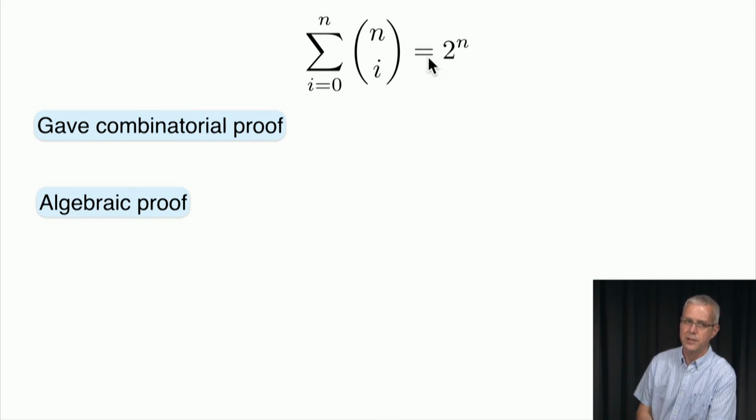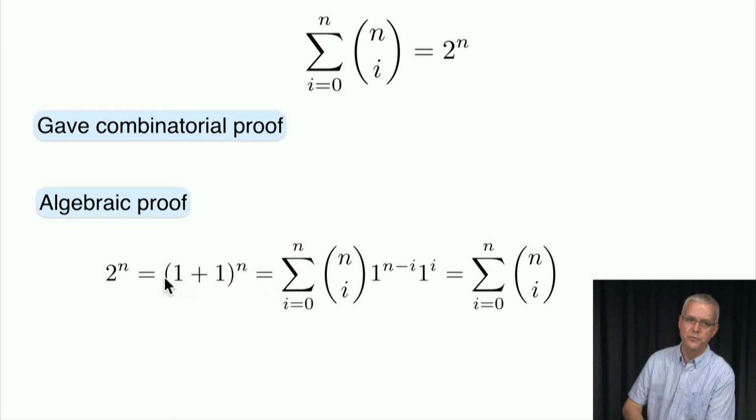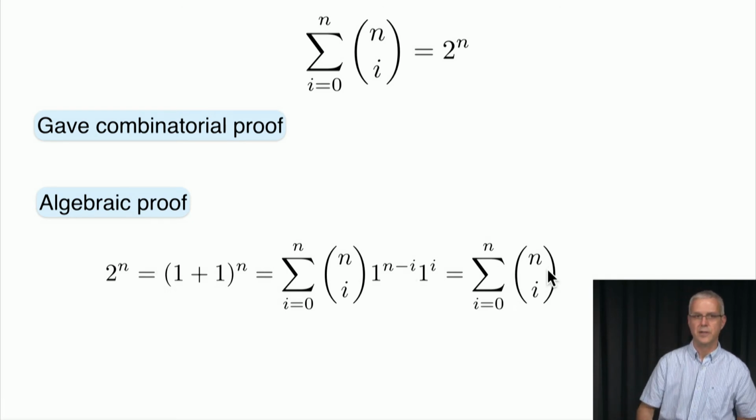And if we want to give an algebraic proof, then notice that 2 to the n is (1 plus 1) to the n. And according to our formula, it's going to be summation of n choose i, 1 to the n minus i times 1 to the i. But 1 to the n minus i is 1, and 1 to the i is again 1. So we get that this is equal to summation of n choose i. So that's a simple proof that 2 to the n is equal to summation, i going from 0 to n, of n choose i.